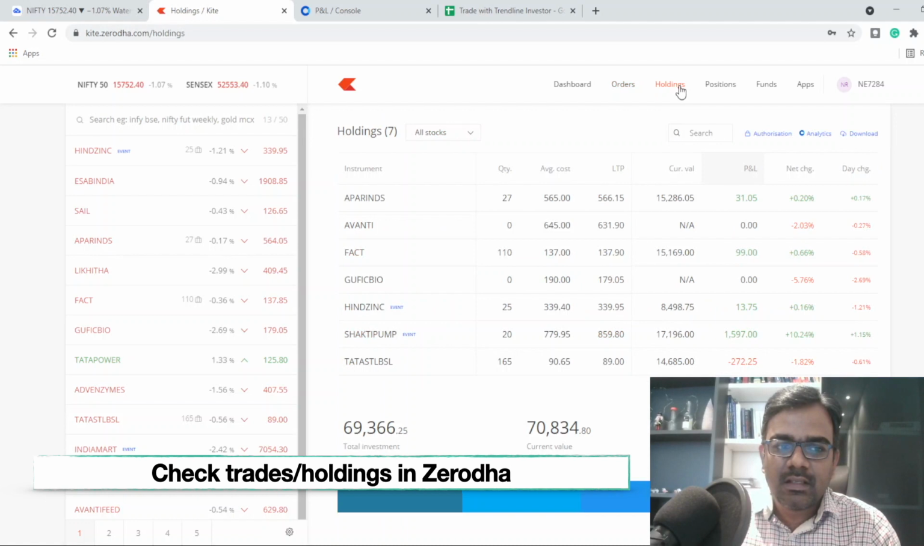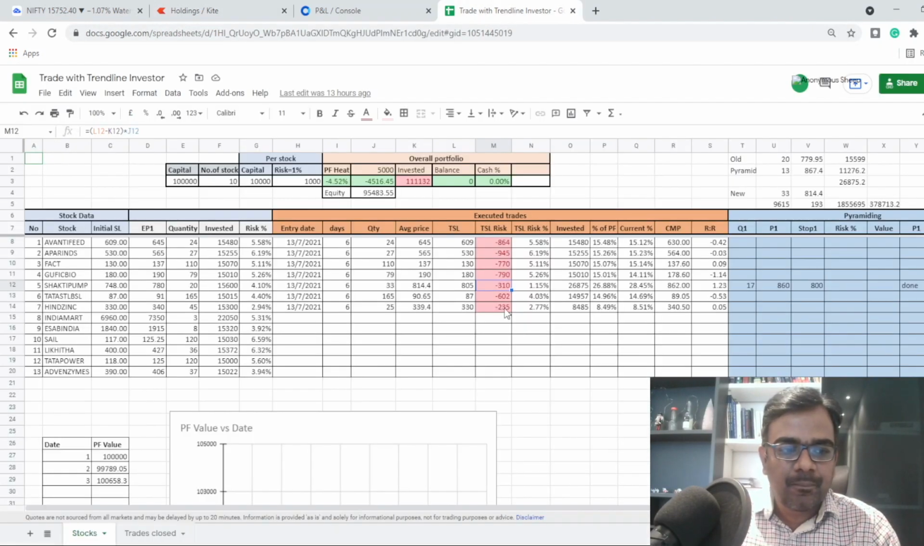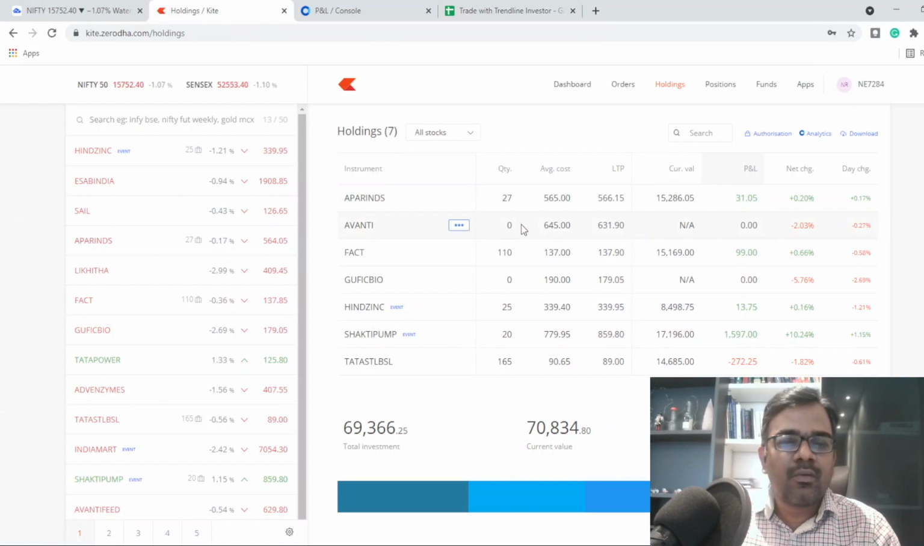Now this is our holdings as of today. So we are up 2.12%, but remember we lost around 1% of our capital, because we had exited Gufic Bio, for which the stop loss was around 0.79% of our capital. And we also exited Avanti Feeds, right? So Avanti Feeds, I think around 0.3-0.4% is what we lost. So overall around 1.2% is what we lost. So net to net, we are still up around 1%. Now we'll look at the final numbers once we update the sheets, but for now that's how our portfolio looks.